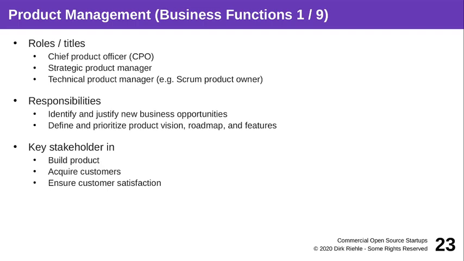It's not a perfect match, but a technical product manager is close to what in Agile methods or in Scrum you would call a product owner, at least an empowered product owner. What they do is the strategic product manager identifies new business opportunities and justifies the budget to go after them. They define the product vision for that opportunity, lay out a roadmap, define features all the way down to the nitty-gritty work of a technical product manager. And they are really key for building the product and acquiring customers and even ensuring customer satisfaction.